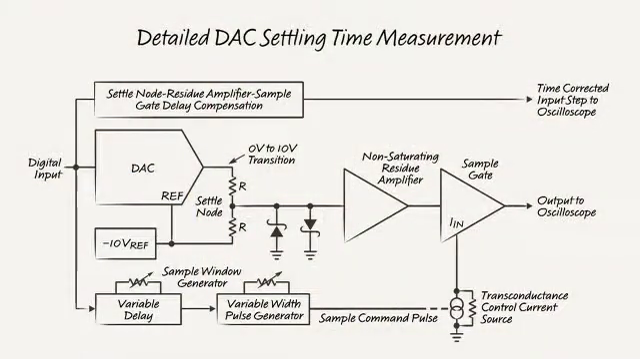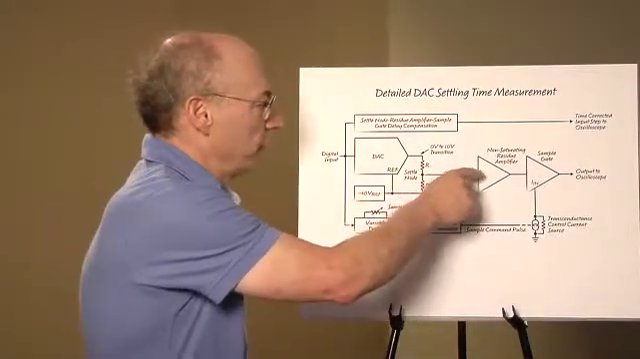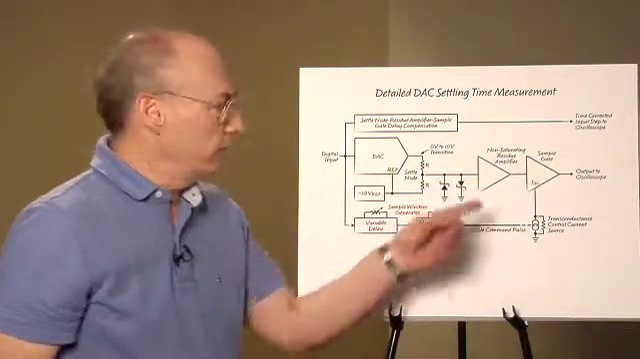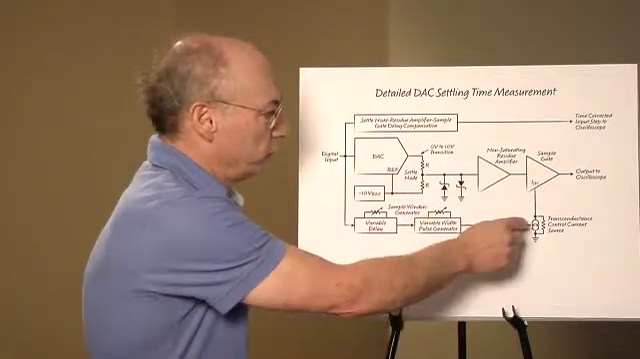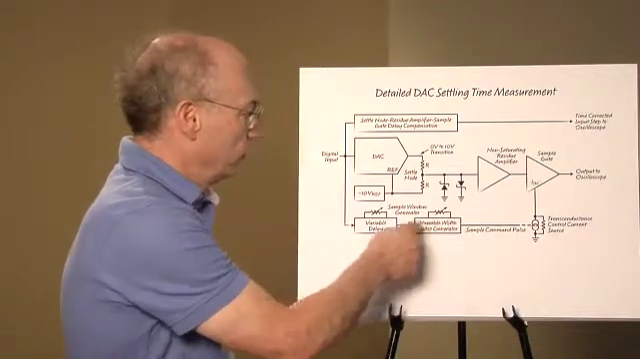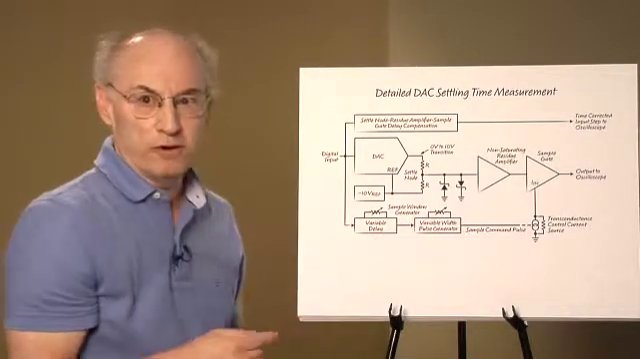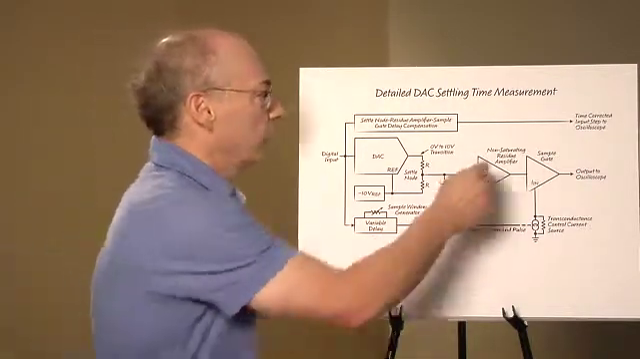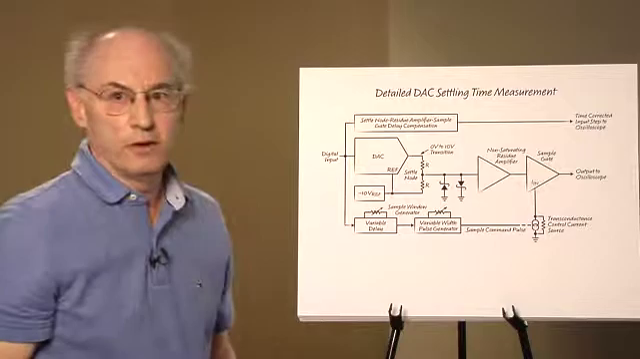Now we get into a little more detail of the measurement scheme. This is pretty much the same as the last slide. We've put the residue amplifier in front of another triangle. This sample gate triangle takes the place of the switch. It's really a transconductance controlled amplifier, which is controlled by the sample command pulse, which comes ultimately from the digital input through this sample window generator, which is a variable delay in time. So we're going to have on channel 1 the time-corrected input step, and on channel 2 the settle signature.